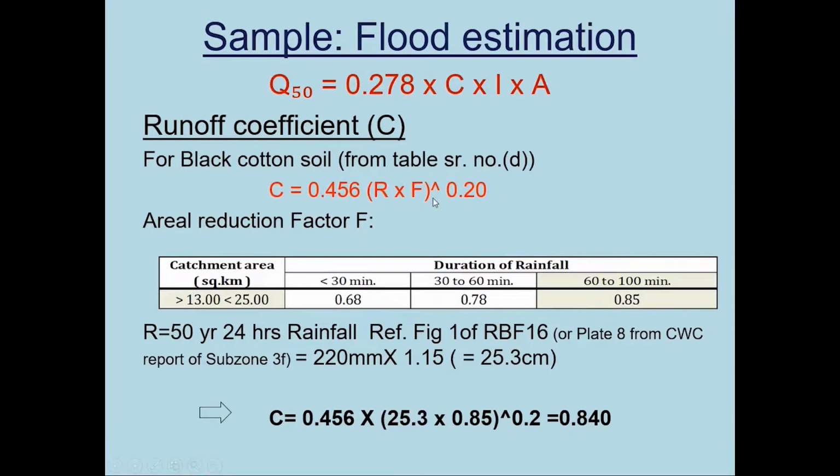So you find out the runoff coefficient by using the X value, the R value from the graph or from the sketches, isopluvial maps, and the F value, for which I have already shown you a table. As per that table, the value comes at 0.85. So using this, you get the runoff coefficient value 0.840.